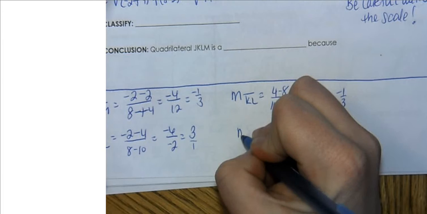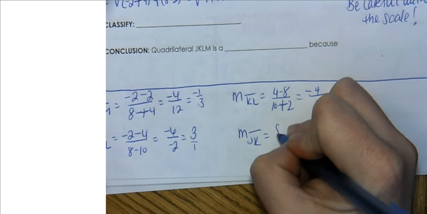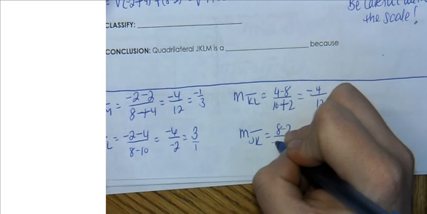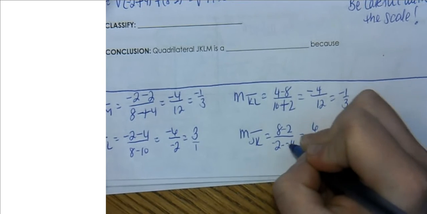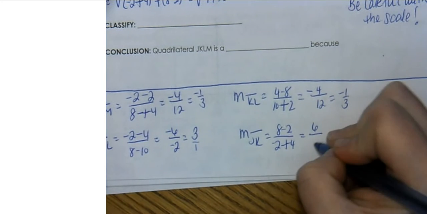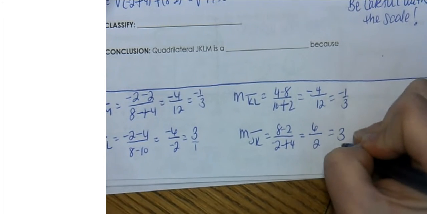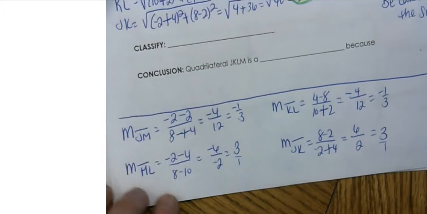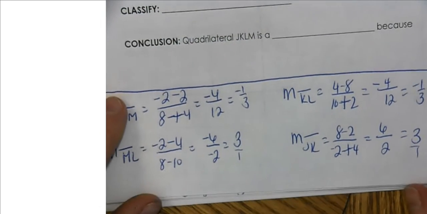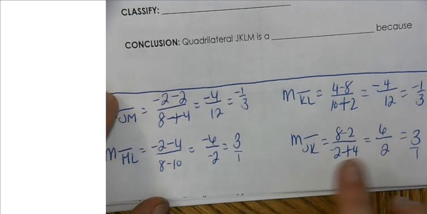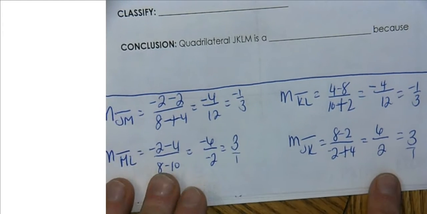And finally, we have the slope of JK. And the slope of JK, that is 8 minus 2 divided by -2 minus -4. So that is 6 divided by negative makes a positive, 6 over 2, which is 3. And I'm going to write that as 3 over 1, so that I can analyze my slopes. And what I see here is that opposite sides have the same slope.